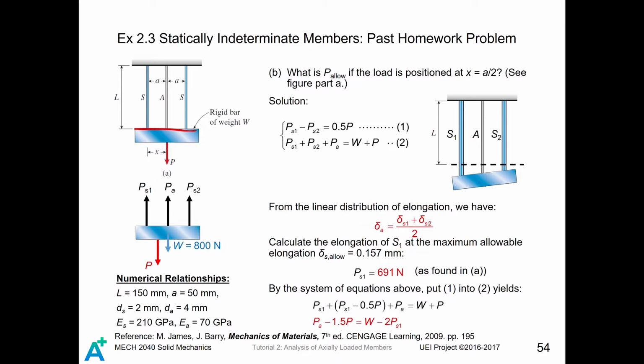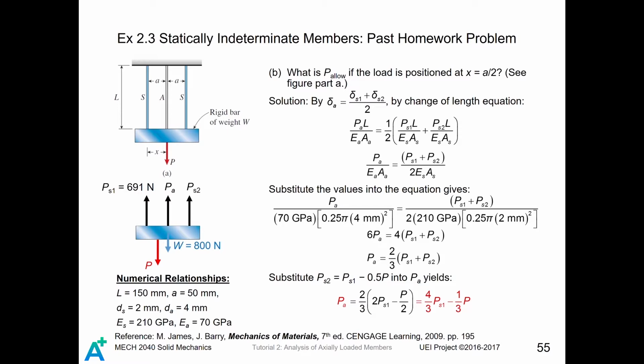As we found in part A, the allowable elongation of the steel wire is 0.157 millimeters. In this entire system, the maximum elongation occurs in the first steel wire. Therefore, the load for the first steel wire is selected to be 691 newtons, as found in part A. Now we simplify the system of equations a little bit to get another equation. Notice that now PS1 is known, the weight is known. Next, we have known that PS1 equals 691 newtons.